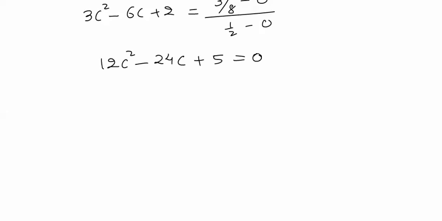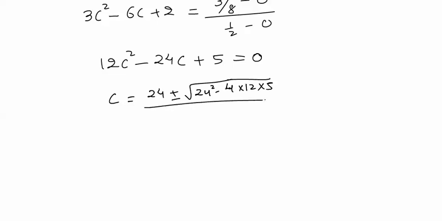Can it be split? No, it cannot. So what will you use? We'll use the discriminant method to find the roots. Alpha, beta, c will be nothing but minus b, that is 24, plus minus under root of b square, 24 square minus 4ac, upon 2a.